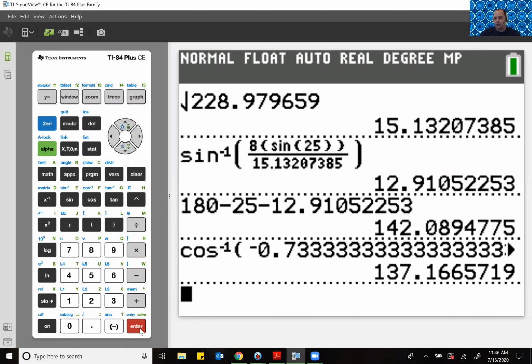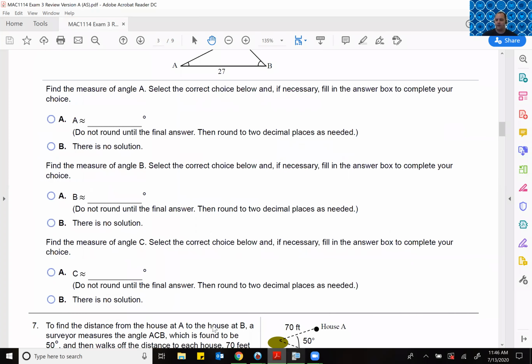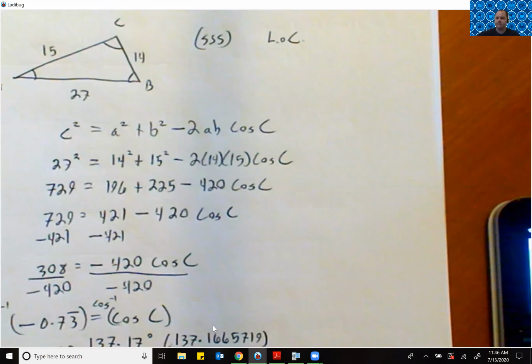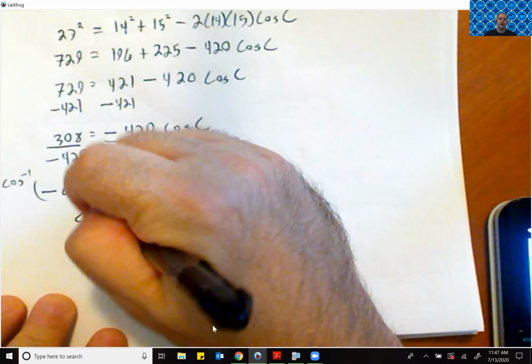137.17 degrees. But again, I'm going to hang on to this 137.1665719 because I don't want to use a rounded answer to help me figure out other rounded answers. Okay? All right. So here's what angle C is. And now we can do this.